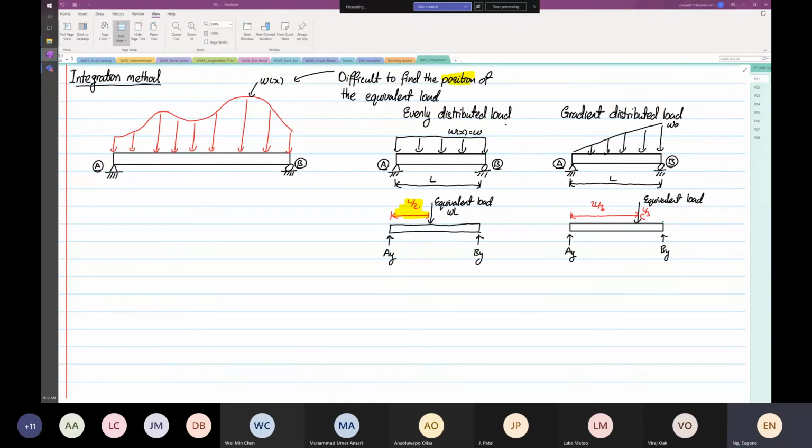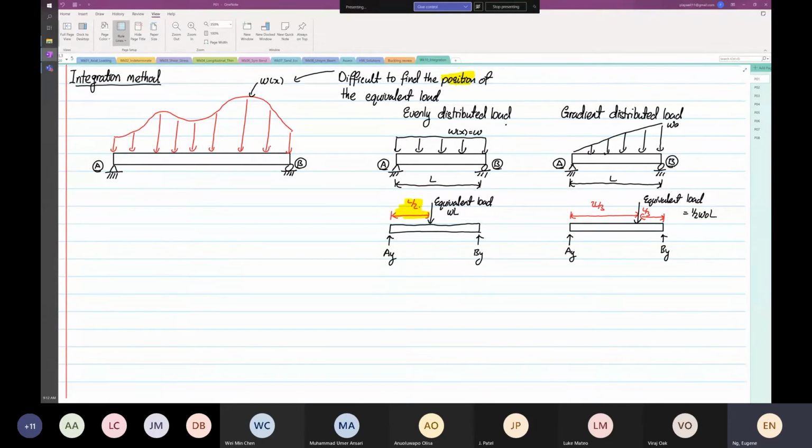So we know that this is L over 3, and the equivalent load is equal to half omega naught multiplied by L.